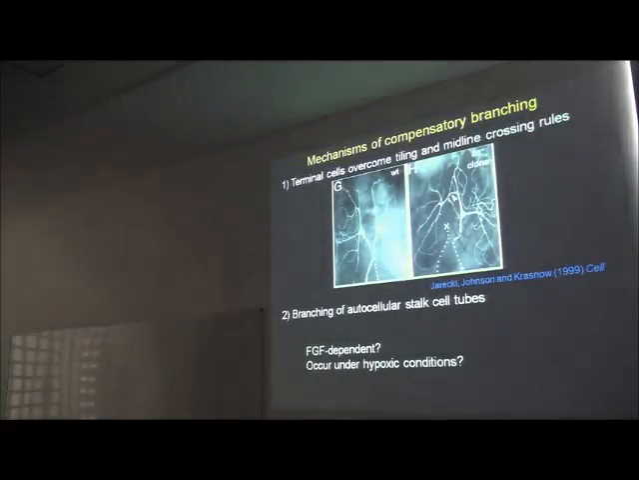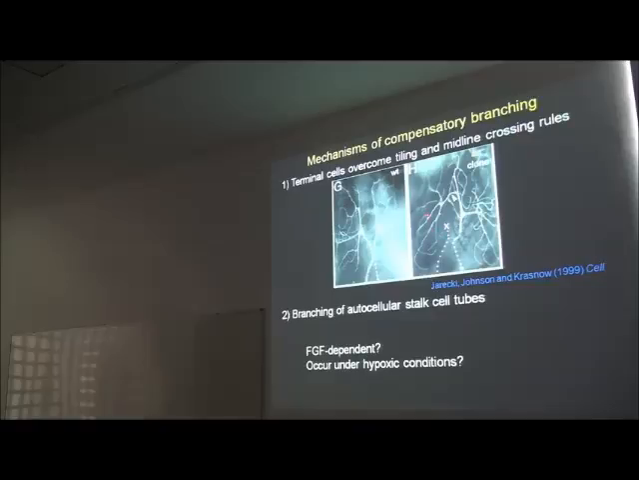So this was something of a surprise. So previously, it had been known that if you had a mutant terminal cell, that neighboring wild-type terminal cells could kind of invade that hypoxic area and supply oxygen to that hypoxic tissue. But this is kind of the first example of an autocellular tube branching, growing, and kind of compensating for a loss of function in terminal cells.